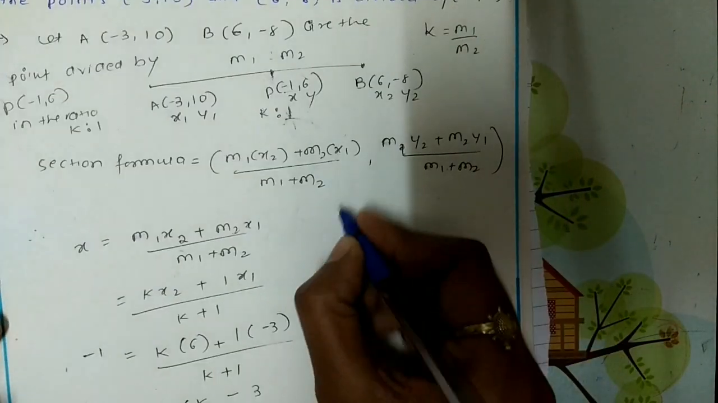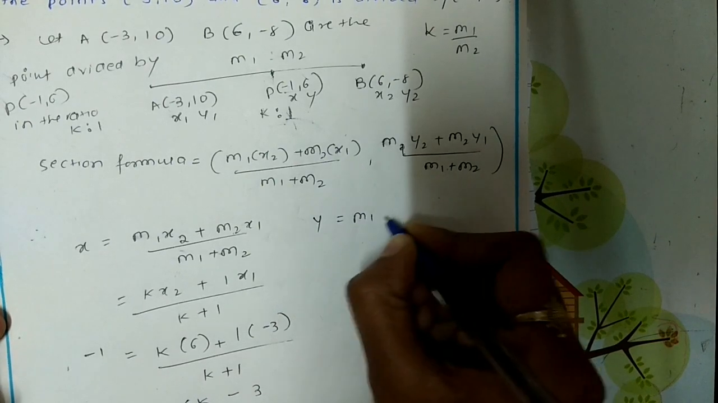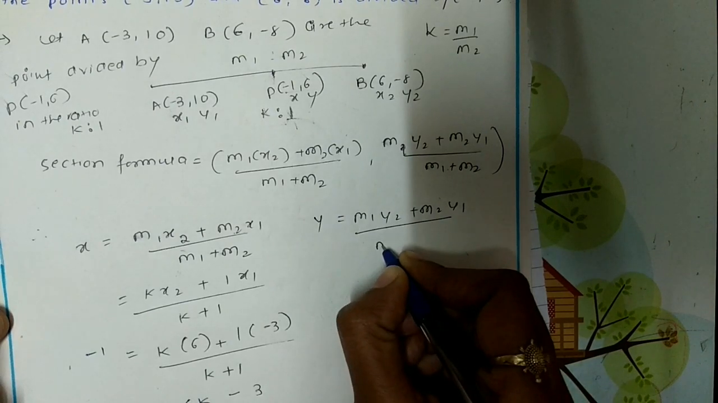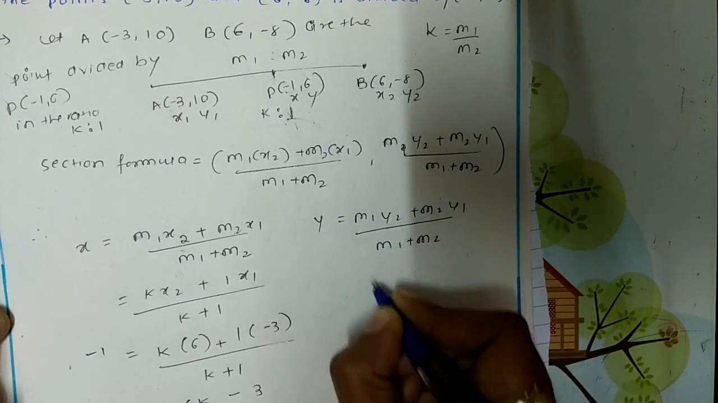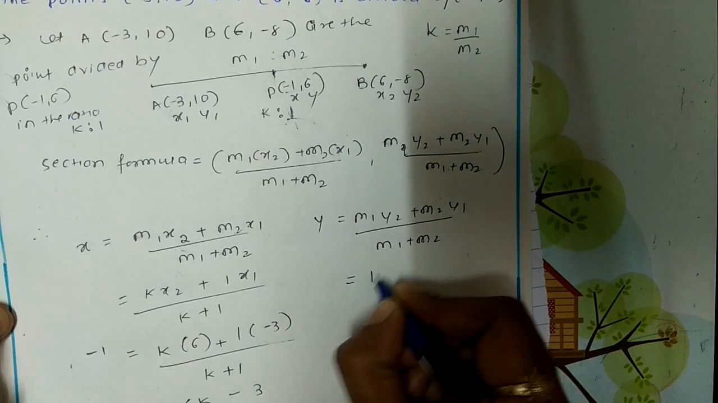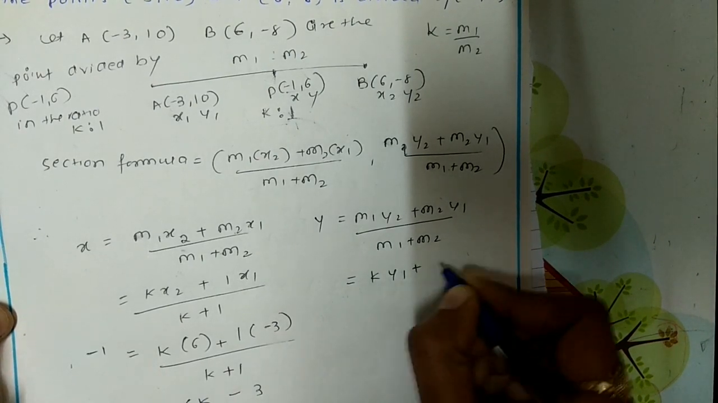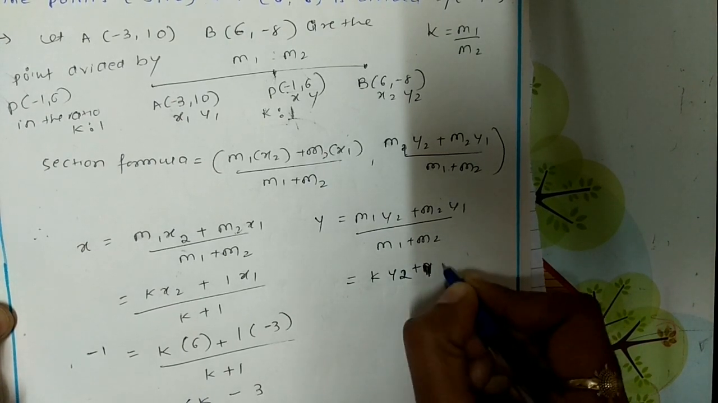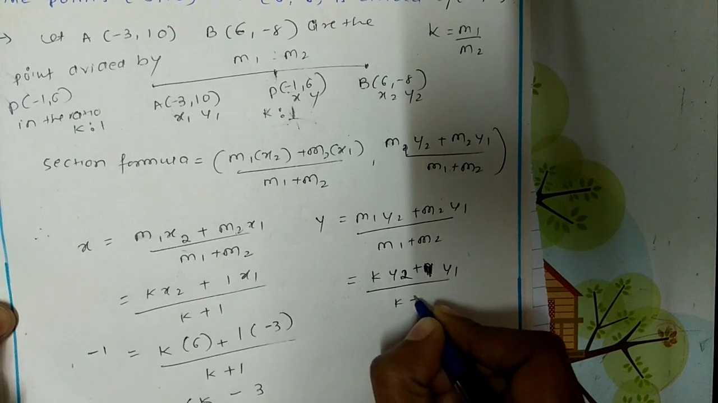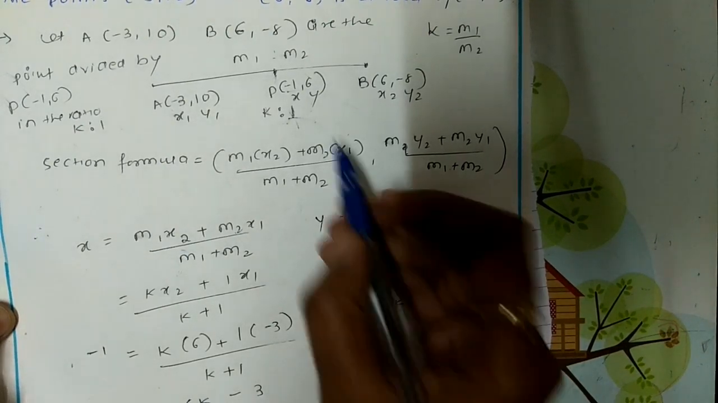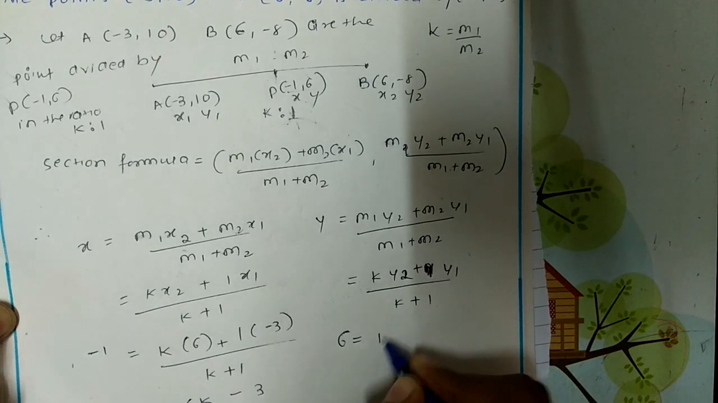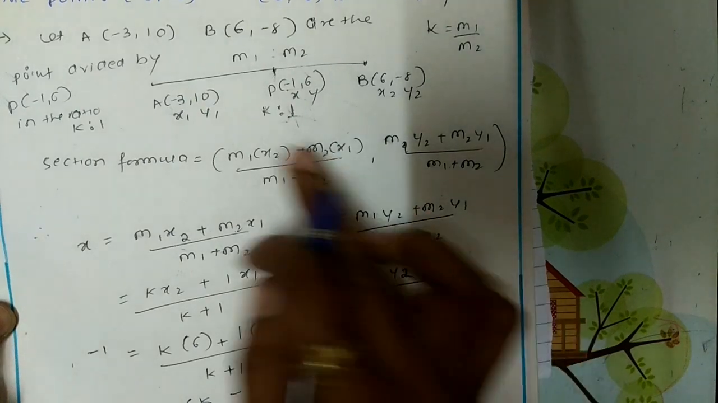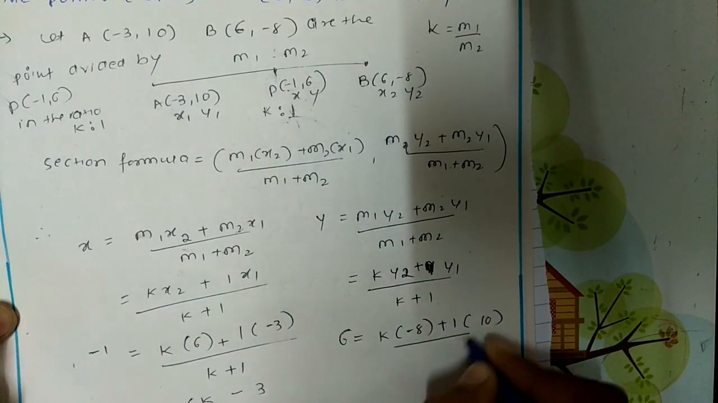So that also I'll show you here. So y equals to M1 y2 plus M2 y1 divided by M1 plus M2. So replace M1 M2 with K and 1 respectively. K y2 plus 1 into y1, divided by K plus 1. So y we know, that is 6. K we don't know, y2 is minus 8. Put the values carefully. 1 into y1 is 10, then K plus 1.